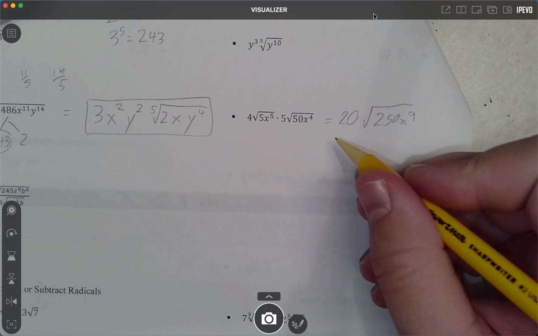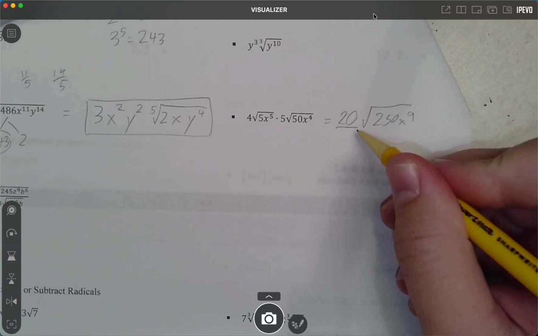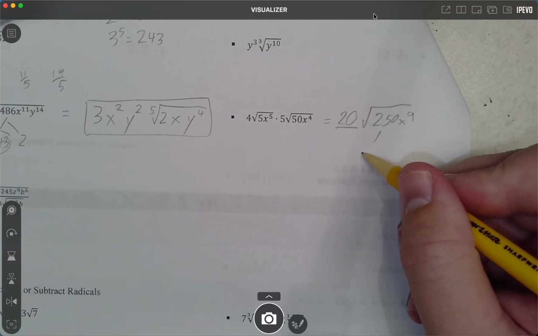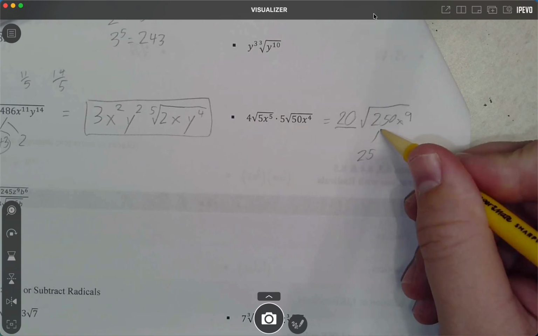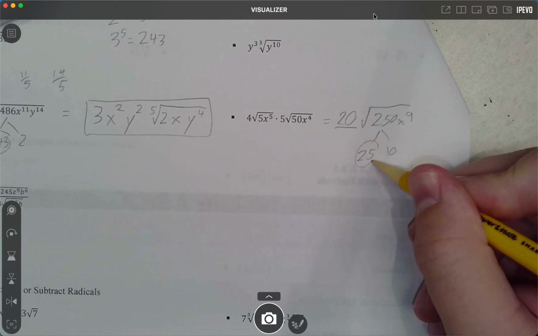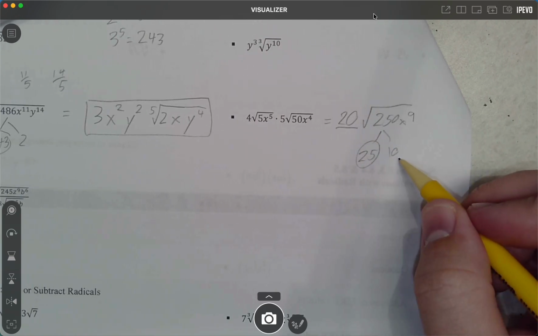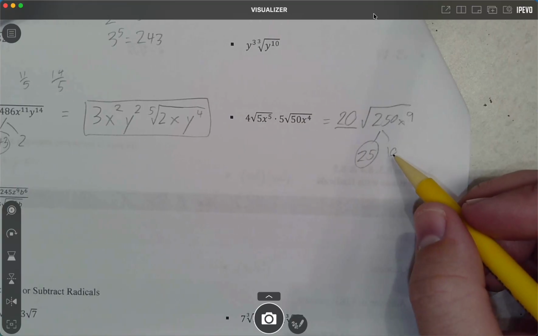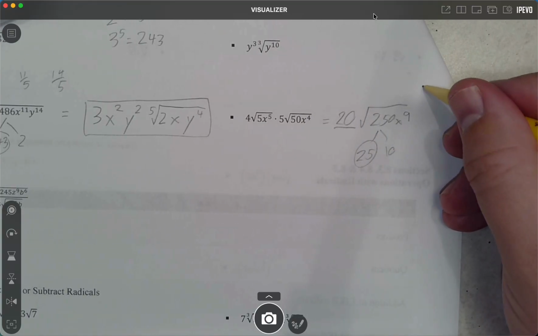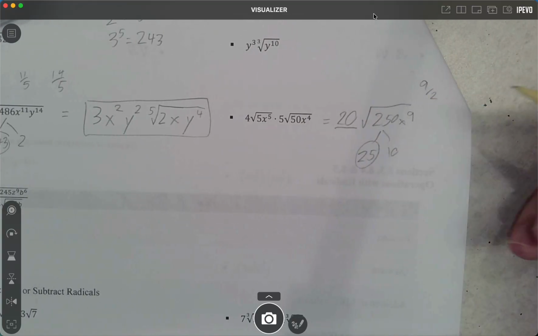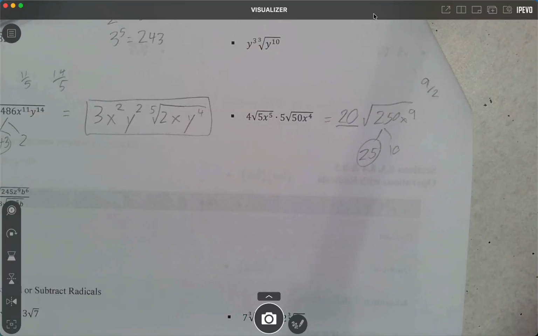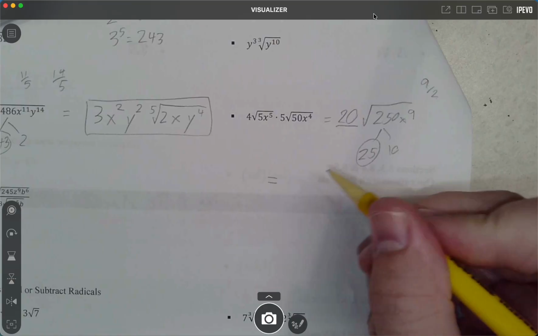Okay, well, what do we do from there? Well, there's going to be a 20 that's going to tag along. When I look at 250, I think 25 and 10 in terms of squares. There's my perfect square. There's the leftover. 10 doesn't break down into anything that has a square. And then, of course, I've got 9 over 2, which, again, we'll deal with as a mixed number, which would be 4 and 1/2.